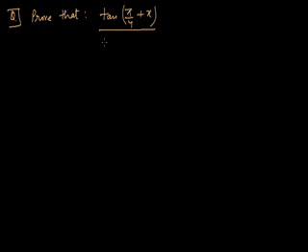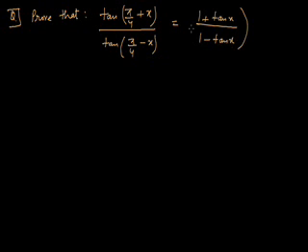Now let's discuss some more formulas. Or let's take a simple question. We need to prove that tan of pi by 4 plus x whole upon tan of pi by 4 minus x is equal to 1 plus tan x upon 1 minus tan x whole square.